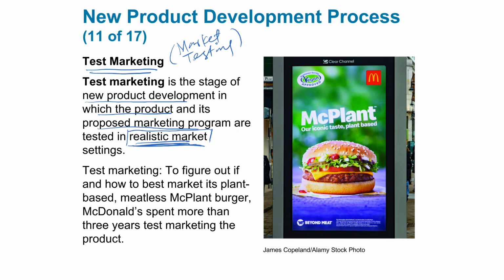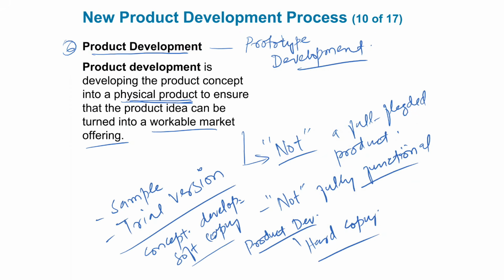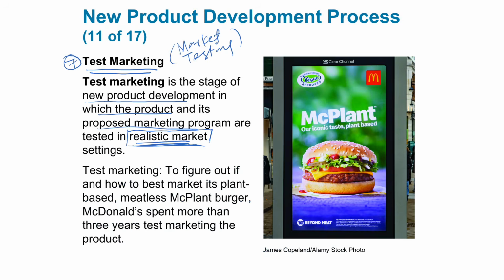Now you have created a prototype product, and this is the 7th stage. If you see the previous one, you created this sample, you created this trial, and you use this trial to test it with the real market. So we are testing with the real customers. There are two types of market testing. Just like we have idea generation and concept testing, we have two types of test marketing.